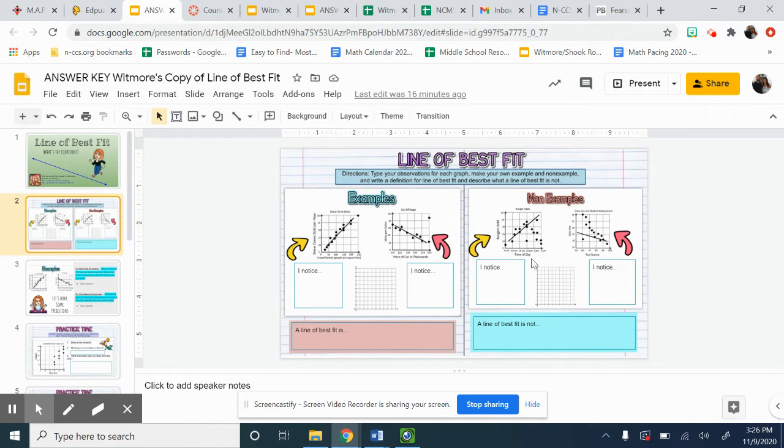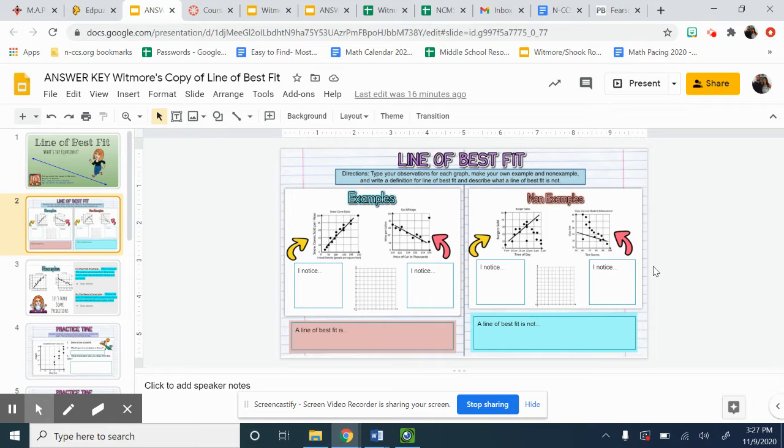So things that a line of best fit is not: you do not force it. All of these data points show there's no correlation, and so we can't really draw a line of best fit. Also, you don't just draw a line of best fit wherever you want in the coordinate plane. It has to be in the general direction of all the points.